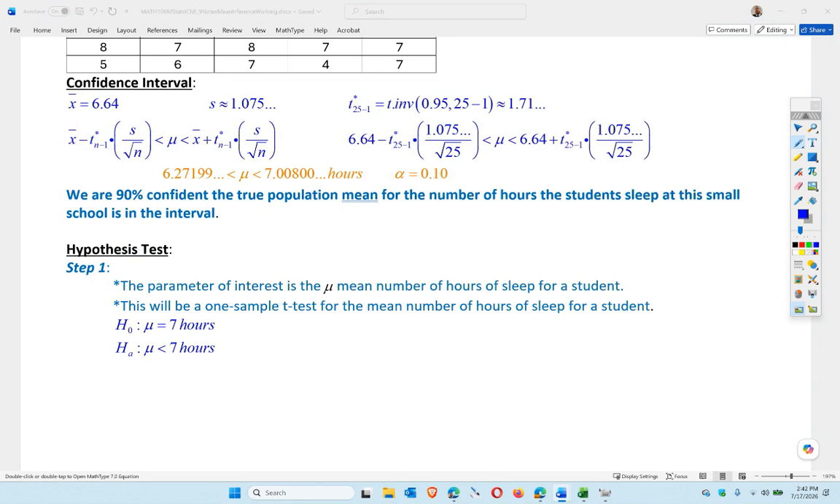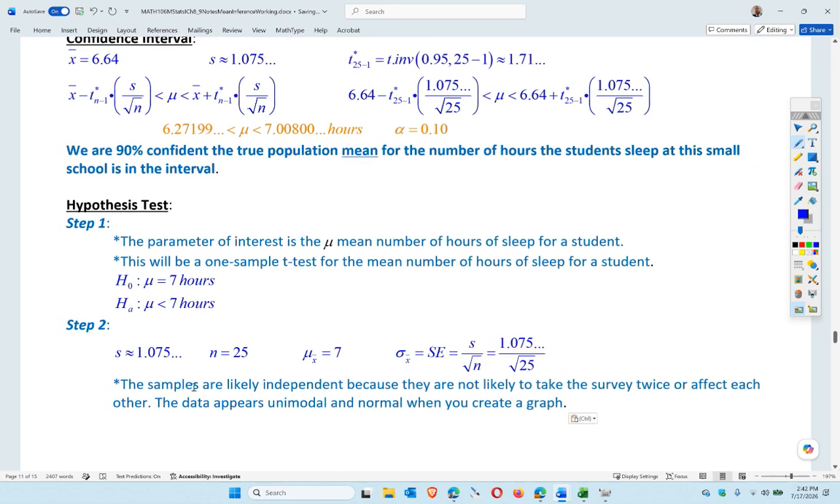Okay, so for step 2, can we actually do it? We can't do the n times p, n times q rule. This is not a proportion. So essentially, we just assume that they're independent because you're not likely to take this twice. And if you try to graph it using Excel, you'll find that it's approximately unimodal or normal.